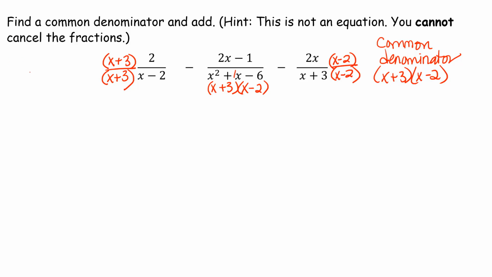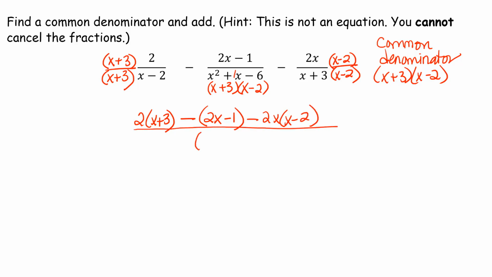All right, so now I'm just going to write everything as one big giant fraction. So the first term here is 2 times x plus 3, and then minus 2x minus 1. And remember, when you have a minus sign in front of a fraction, that's going to have to be distributed to all of the terms in the numerator, whatever those happen to be. So I'm going to use parentheses around that numerator so that that minus sign gets distributed in a little while. And then minus 2x times x minus 2. That's all over the common denominator of x plus 3 times x minus 2.